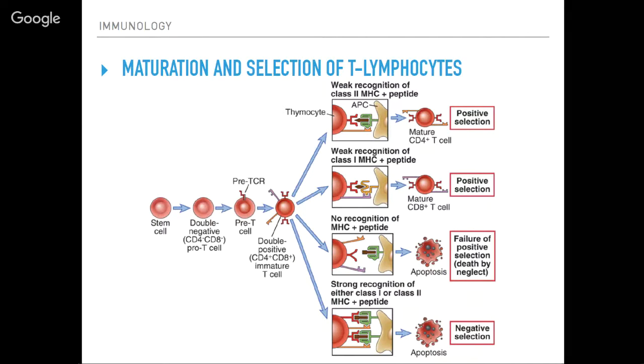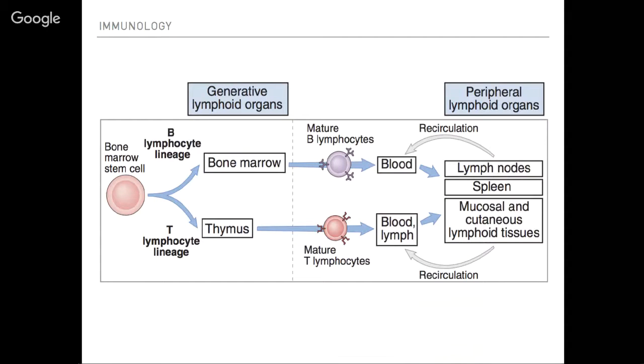It's a bit more specific for T cells. They're meant to react to particular MHC class markers. Your MHC class 2 and MHC class 1, CD8 for class 1, CD4 for class 2. Weak recognition is what's necessary. If it strongly recognizes either one of those MHC markers, it will result in autoimmunity as well, which we want to avoid.